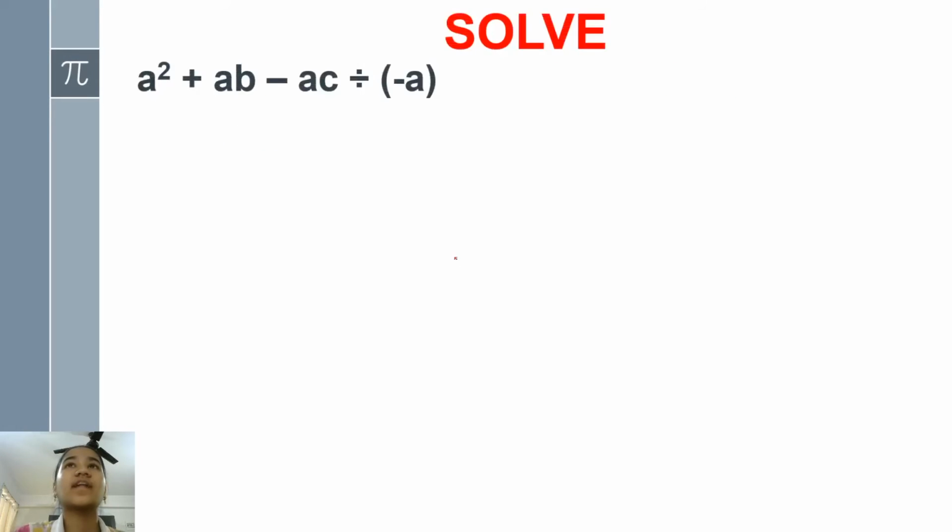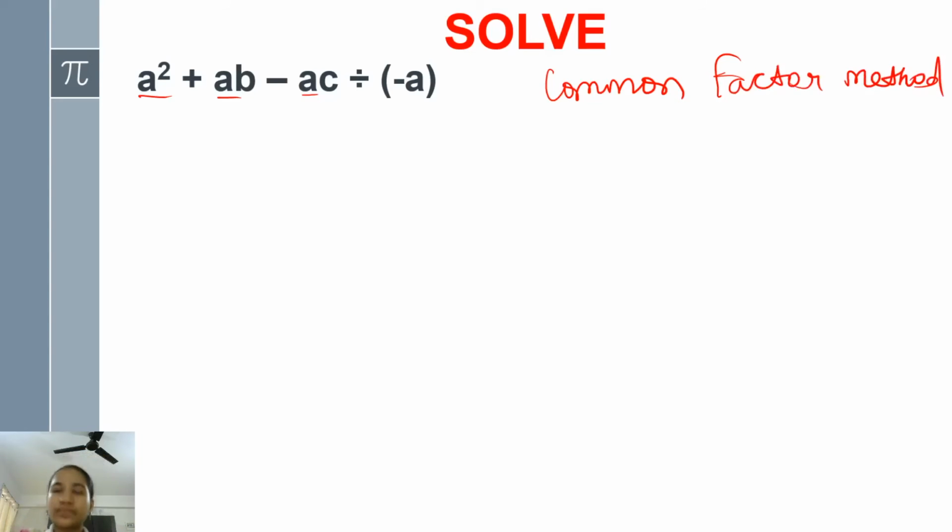So now we'll be solving another question: a square plus ab minus ac divided by minus a. So what I'm going to do over here, you can notice the common factor to be a. We can take minus a outside, because the divisor is minus a, so we have to cancel. So I'm using the common factor method over here, because the previous question I had taught you with some other method. So the common factor is minus a.